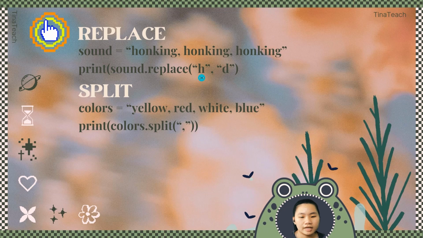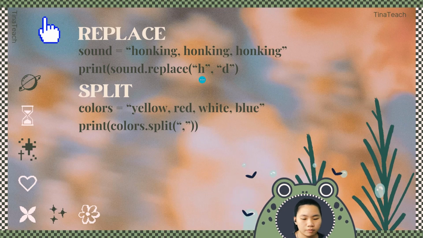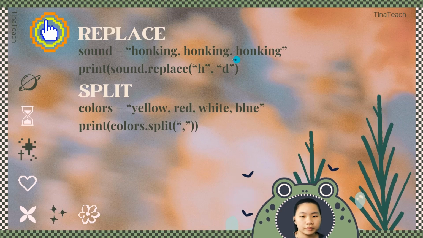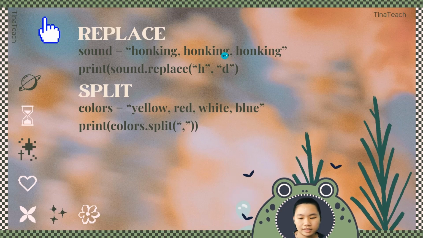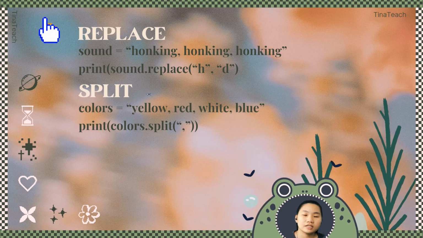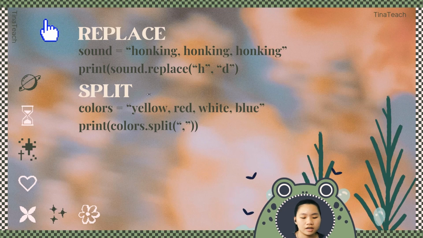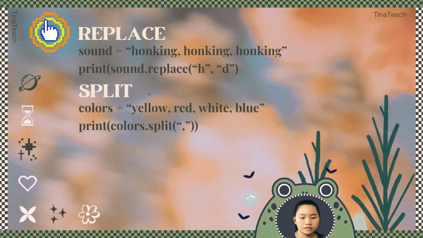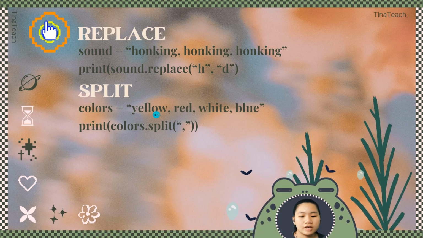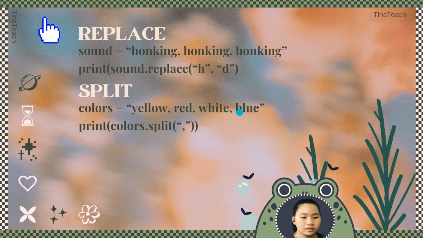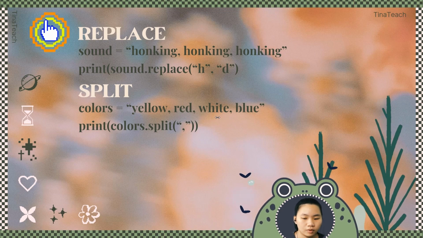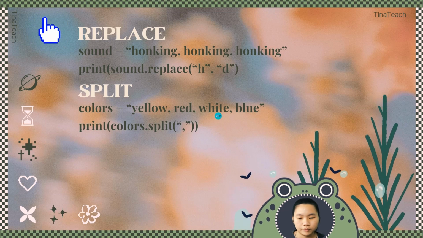So I don't want any h in my sound variable. I only want it to be d. So all of the h here will be replaced with d, as simple as that. Okay, last but not least, splitting. So as I've mentioned before, a string is an array, okay? And when you have a variable colors yellow, red, white, blue, this is considered one value, right? One value only in an array.